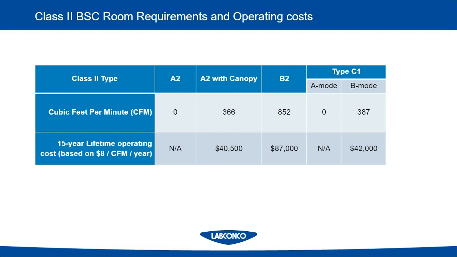As the A2s and the C1s recirculate some of their air, they exhaust less CFM, less cubic feet per minute of conditioned lab air, which means that your lab doesn't have to make as much conditioned supply air. This is really where that cost comes into play. Overall, the Class II A2 with canopies or Class II C1s with a canopy or exhausted are going to have about half the operational cost of the B2 style cabinets.